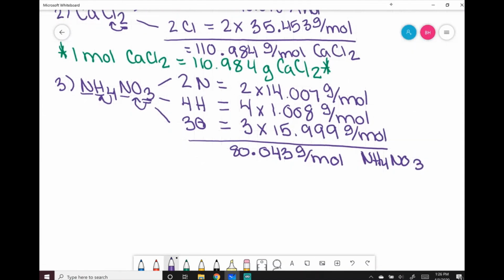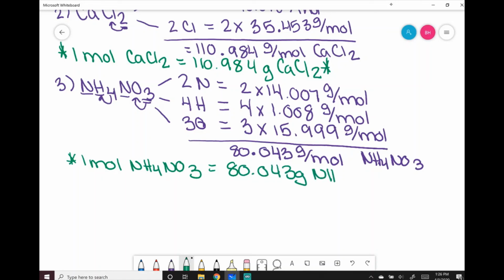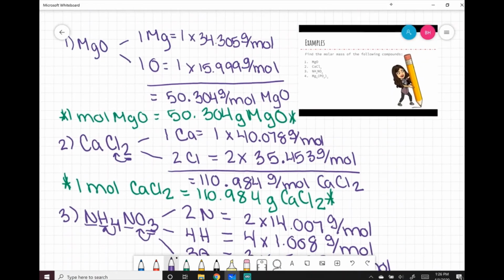So I'm going to be redundant here. If I wanted to weigh out 1 mole of ammonium nitrate, I need to make sure that I weigh out 80.043 grams of ammonium nitrate. And again, notice that this molar mass is not the same as the other molar masses. All right, let's go ahead and take a look at our last one.